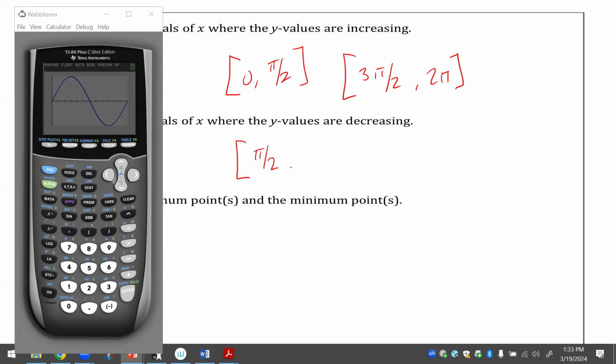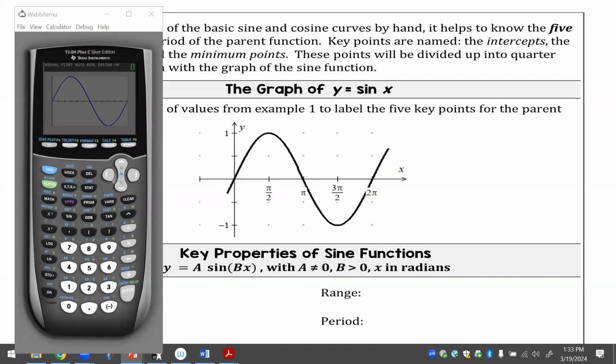On what intervals are we decreasing? Pi over 2 to 3 pi over 2. From our max to our min is our interval of decrease. Agreed? All right. So establishing our max point, pi over 2, 1. What is our minimum point? There we go. How do you feel so far about analyzing the parent function? Good? Doable? Easy peasy?